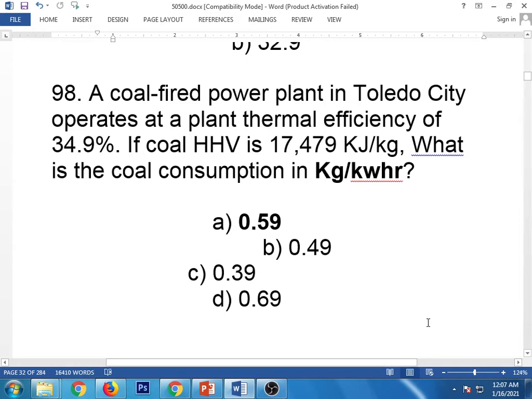A coal-fired power plant in Toledo City operates at a plant thermal efficiency of 34.9%. If coal HHV is 17,479 kilojoules per kilogram, what is the coal consumption in kilograms per kilowatt hour? Answer: 0.59.